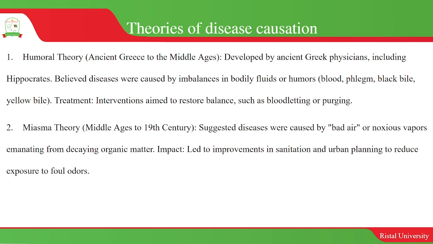And then the miasma theory, which I talked about earlier on, which was that people get diseases from bad air. Of course, this bad air comes from filthy organic matter. Therefore, there's a connection between diseases and the environment or sanitation. The interventions then were basically to make sure that the urban authorities ensure there is proper sanitation.